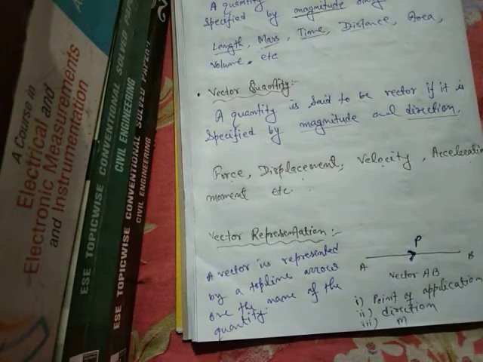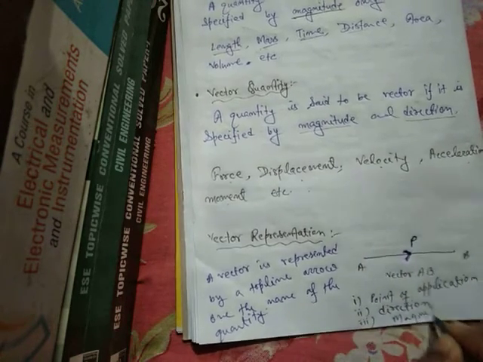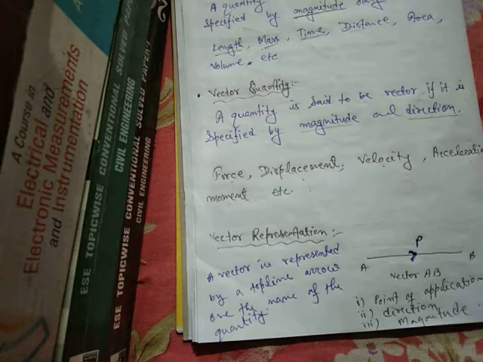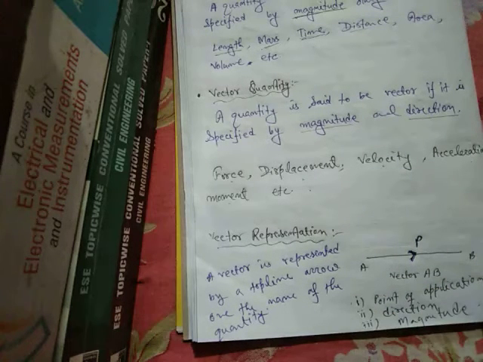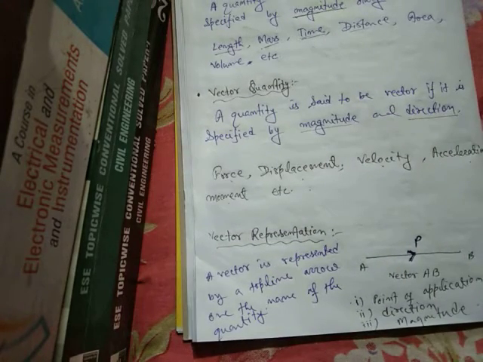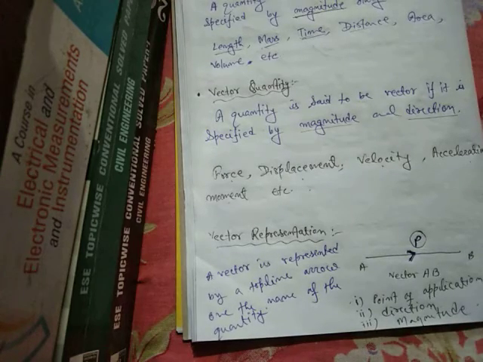What is the value of the vector? These three are the characteristics of vector. First one is point of application or origin point. We can also say the origin. And second one is direction, which direction the vector is represent. Third one is the magnitude, that is P is the magnitude of the vector.